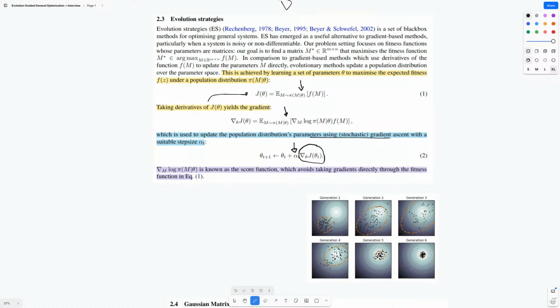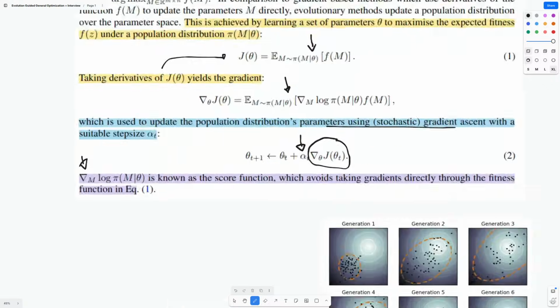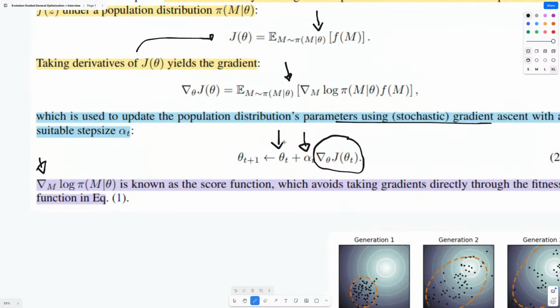You jiggle the parameters a bit, right? A few times in different directions, and then you take that into account to have a score function. This score function will tell you roughly speaking where you should be moving, and then you update the parameters in this direction just a tiny bit, right?